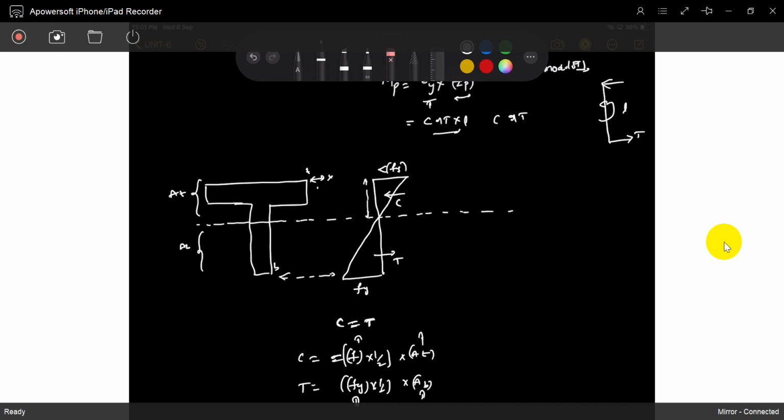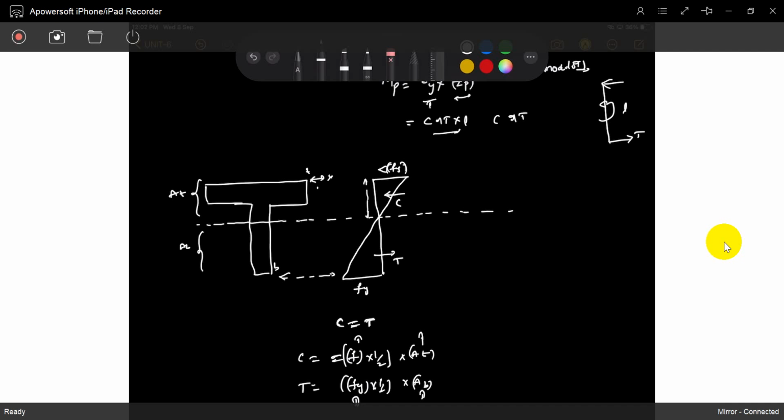If a body is stationary, all forces should be balanced. If they are not balanced, the body is moving. That is kinematics, not statics. So C and T are equal. Don't think, sir, that it is not reaching Fy, how can it be equal? C and T are equal everywhere.